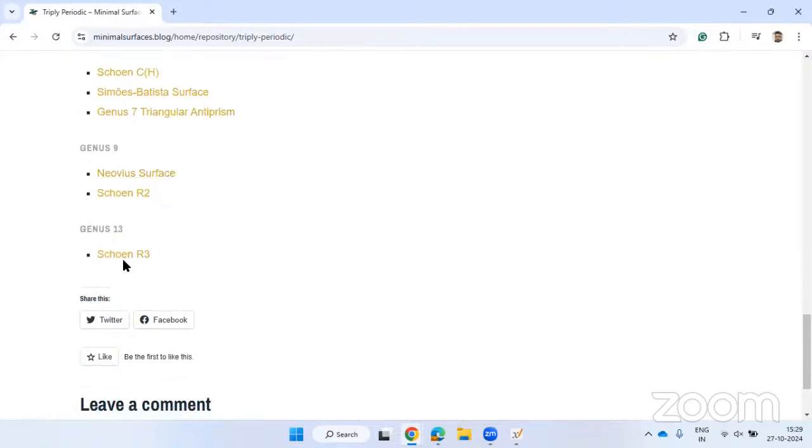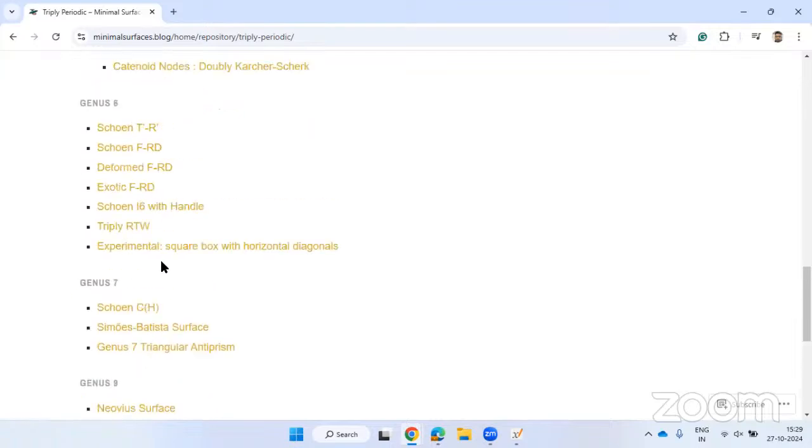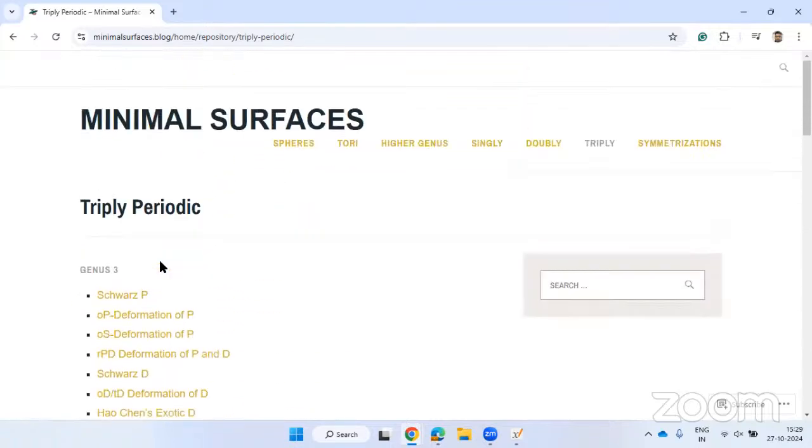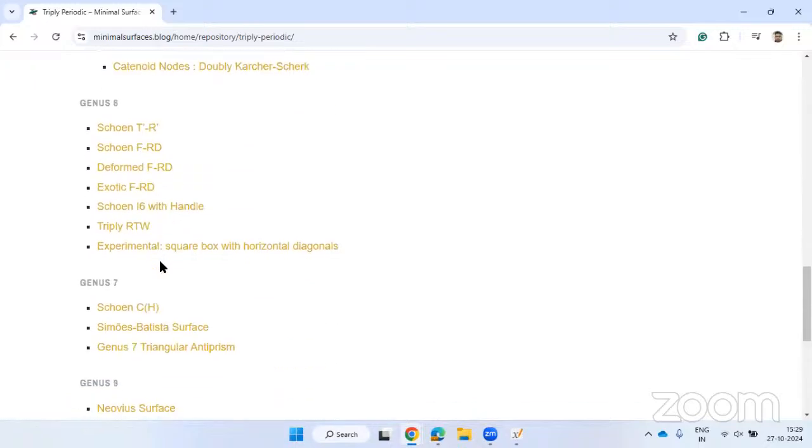So long back, in 1976, around 1950 or 1976. But we do not know other genus and general theory. Do we know? We do not know the general theory.